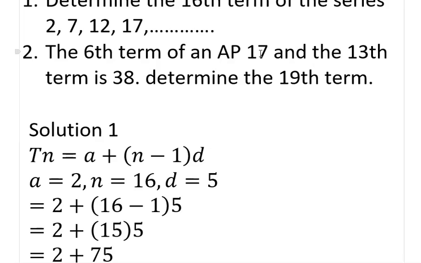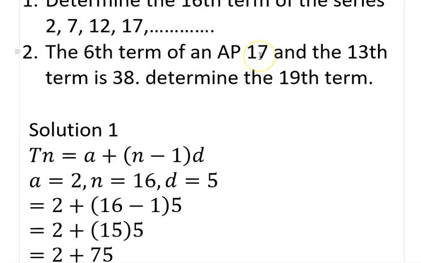Our third term, 5 plus 3 will give us what? 8. Our fourth term, 8 plus 3 will give us what? 11. Our fifth term, 11 plus 3 will give us what? 14. And our sixth term, 14 plus 3 will give us what? 17. You can see that we are correct.